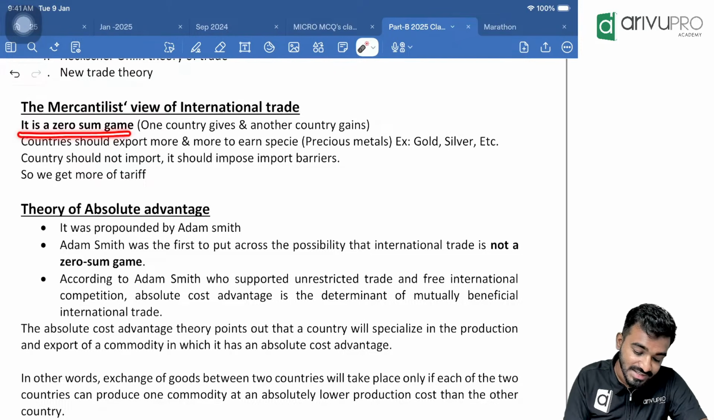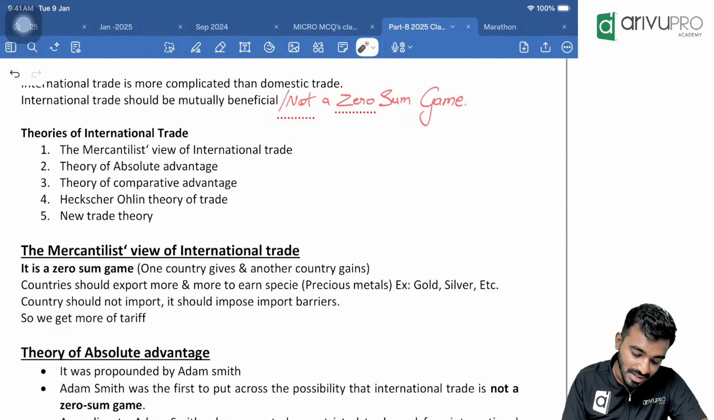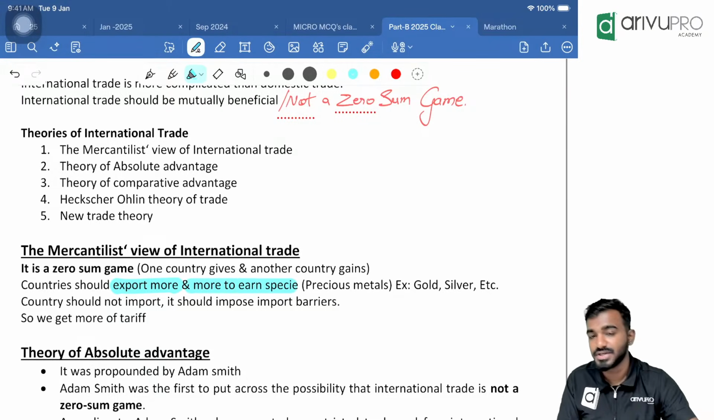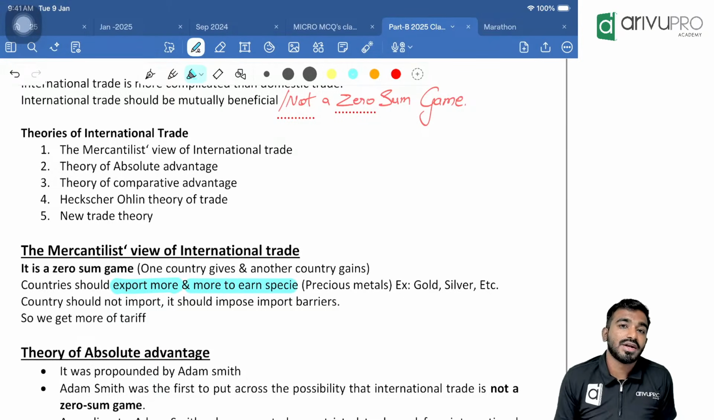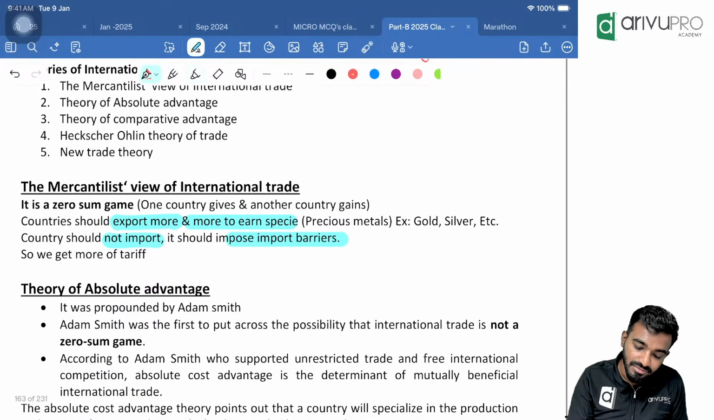They say it is a zero-sum game, but international trade should not be a zero-sum game. Here it is a zero-sum game: one country will give, another country will gain. They say a country should export more and more, only to earn specie, that is precious metals. Earlier days, we used to trade with gold and silver. We should not import, and we should impose barriers to import. So we are going to get more and more tariff whenever we export more rather than importing.